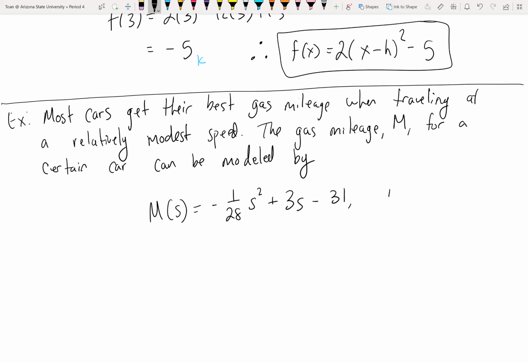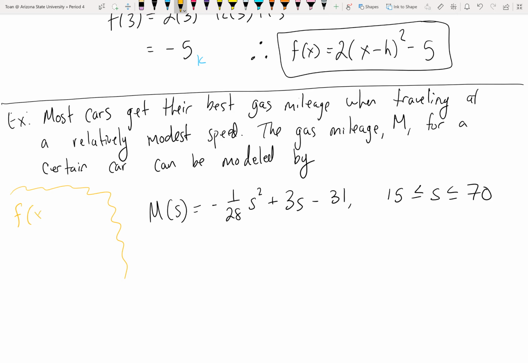And then they give us a domain restriction of 15 is less than or equal to s, which is less than or equal to 70, because we all know that no one drives more than 70 miles an hour. This is not part of the word problem. This is sort of a sidebar. But again, don't get freaked out because of the letters.